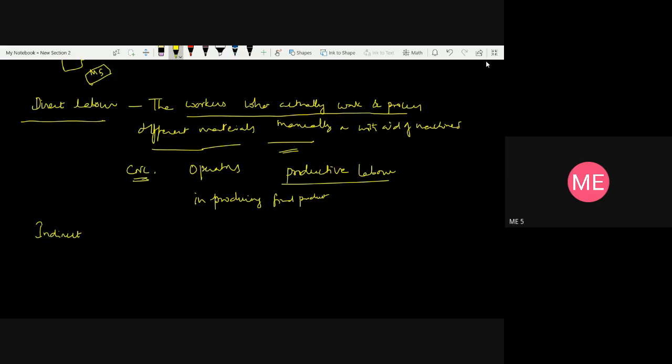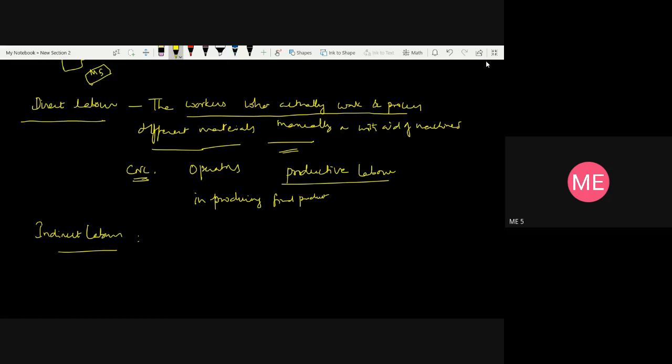Sometimes incentives also will be given on their production. If they produce more than the standard, say extra pieces beyond the standard piece rate, they are given some incentives. These incentives also will be taken into consideration in the calculation of direct labor cost. Indirect labor, indirect labor.